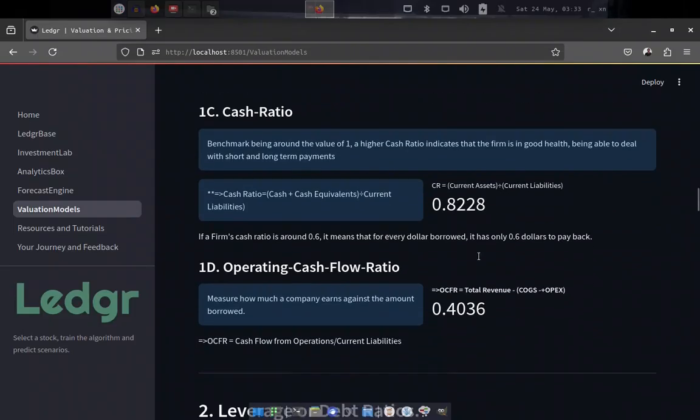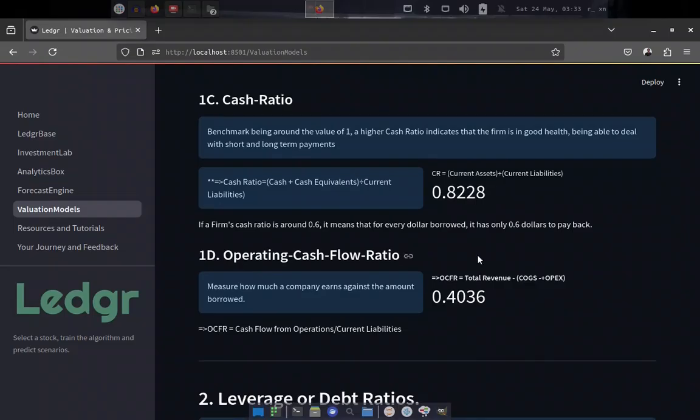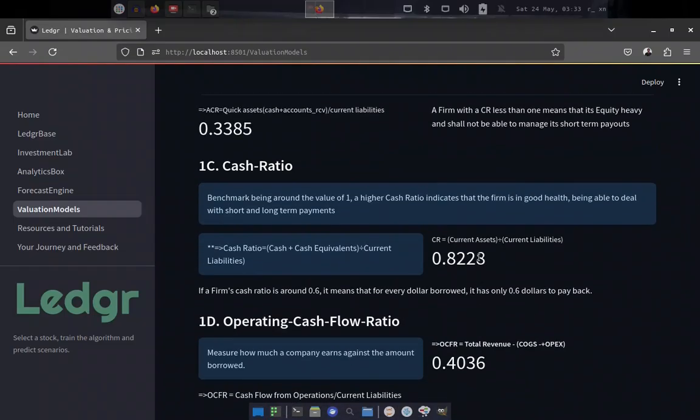Now there's also another side to it. That is, we can also interpret this as the amount that for every dollar or for every INR that the company borrows, it has only this much to pay back. So if it's more than 1, that's not great news.